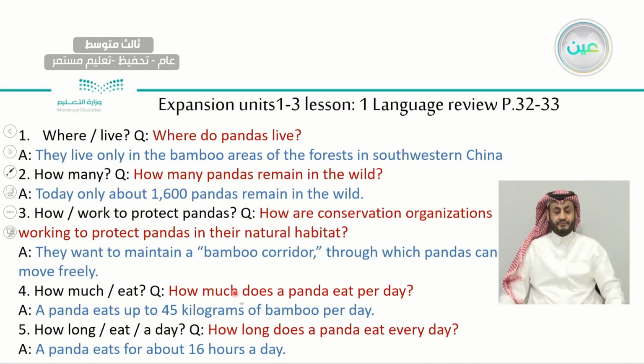Number four, how much does a panda eat per day? A panda eats up to 45 kilograms of bamboo per day. How long does a panda eat every day? A panda eats for about 16 hours, because I'm asking about duration, a day. Okay? These are for the exercise.